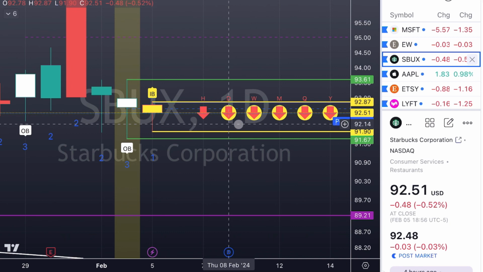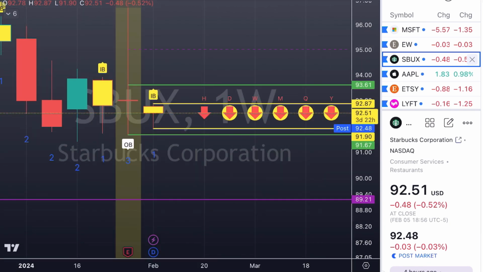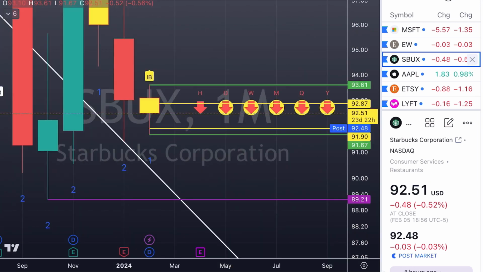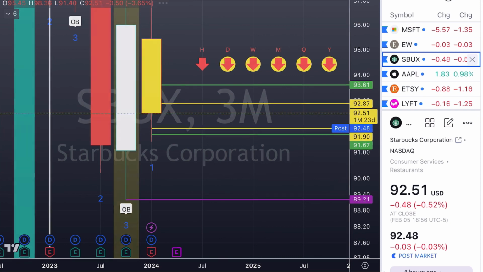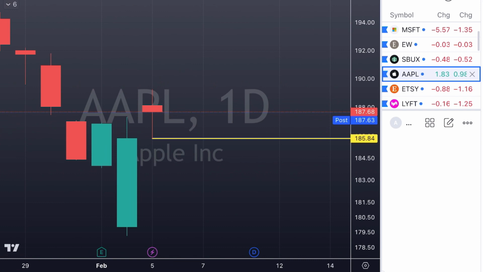Those yellow circles tell me that if I go to the week, it is going to be stuck inside bar. There's your inside bar on the week. The month, inside bar. The 3-month, inside bar. The year, inside bar. Okay? All part of the indicator.